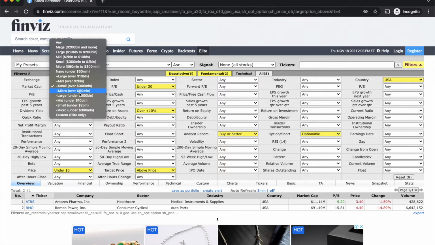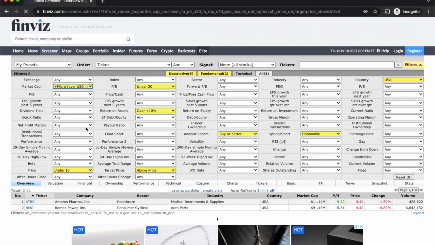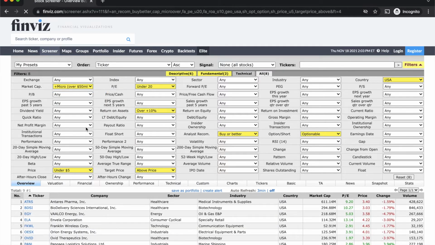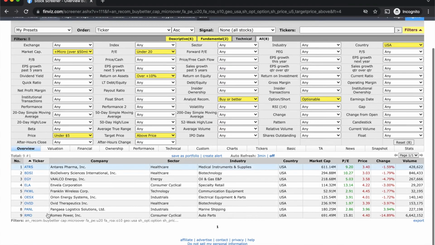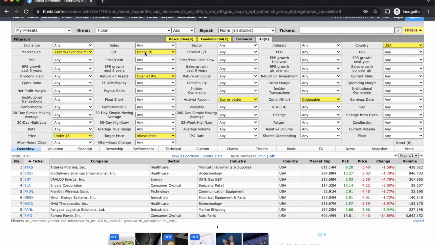You can basically set the market cap to plus micro. So now we are looking at companies above $50 million. We will manually not consider any companies up till $100 million. So we look for minimum $100 million capitalization. Now you can see that even with the price to earnings and the return on assets filter, I'm getting 9 companies. So this is a much bigger list.